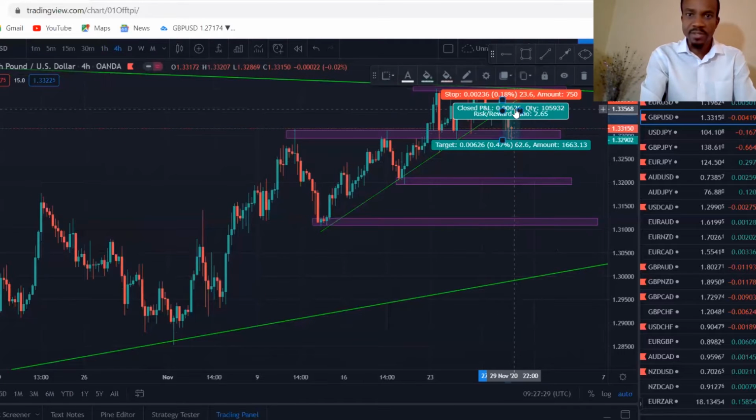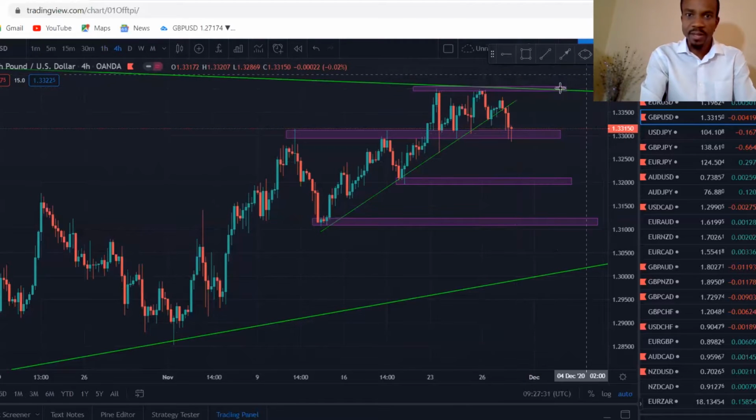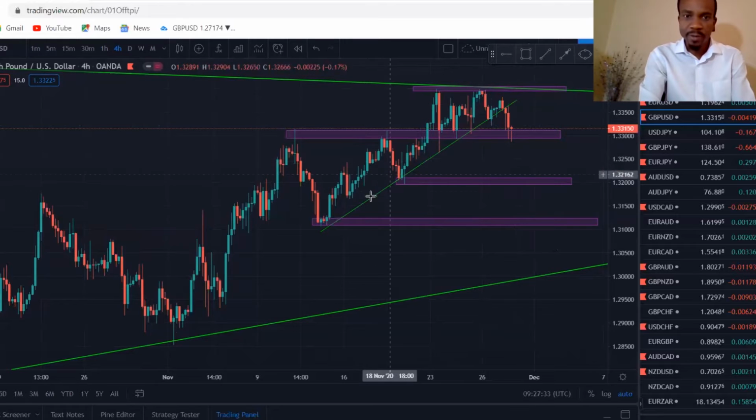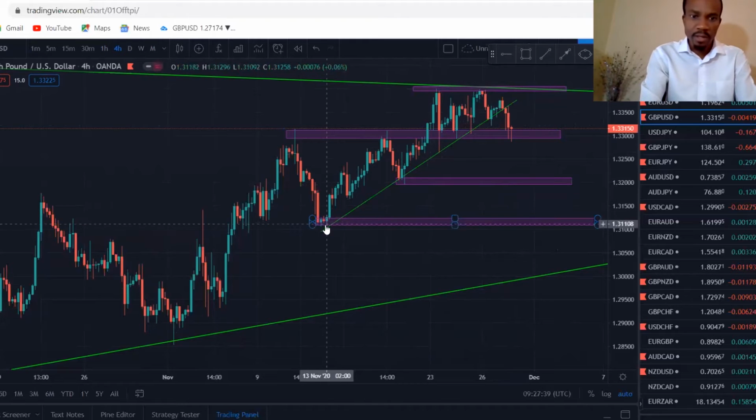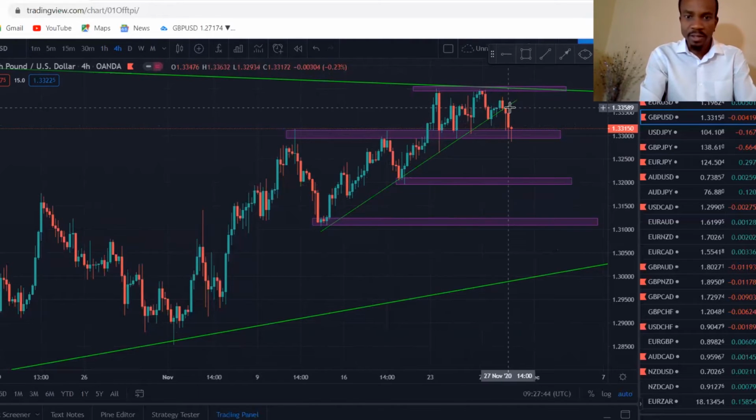Let's clean this. Let's take this out since we're already done. Let's take that out of the way. So price has been above this trend line for some time, from the 12th of November till last Friday, the 27th. Price has now broken below this trend line, and price is now testing a support.